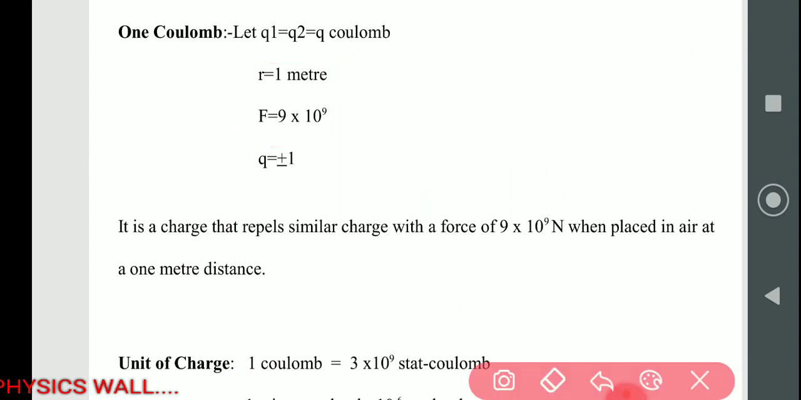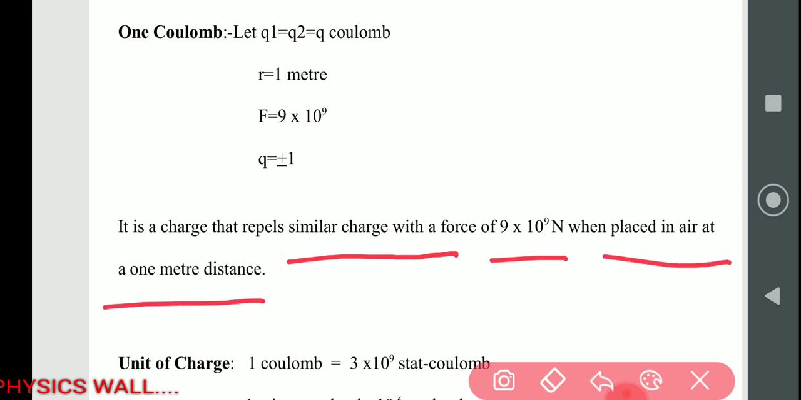So what is 1 coulomb? It is a charge that repels a similar charge with a force of 9 into 10 power 9 Newton when placed in air at 1 meter distance. So that is the definition of 1 coulomb.